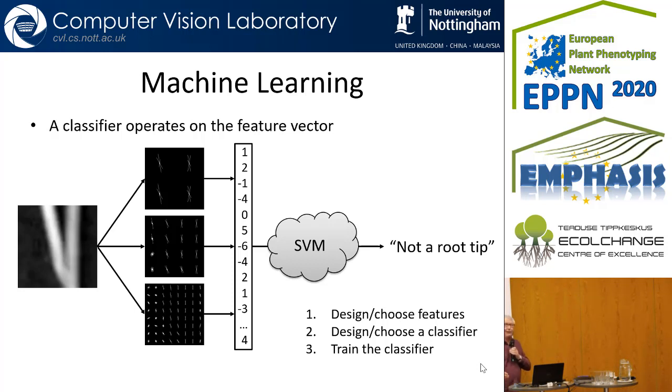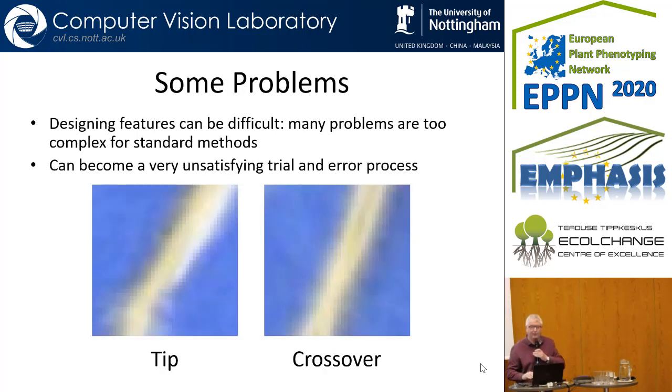Okay? The fact that you get to choose the features means you can be smart and you can aim it at the right stuff. Okay? The downside is that you have to be smart and be able to aim it at the right stuff. And sometimes that's very difficult.